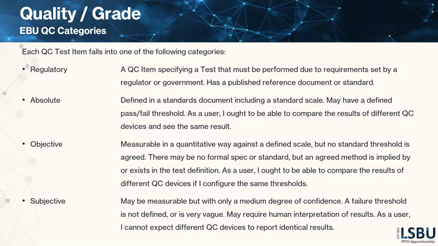Objective, measurable in a quantitative way against a defined scale, but no standard threshold is agreed. There may be no formal spec or standard, but an agreed method is implied or exists in the test definition. As a user, I ought to be able to compare the results of different QC devices if I configure the same thresholds. So that's a bit of a mouthful. So essentially what we're saying here is some things fall into the objective category, where it's looking at the quality of something, but there's no standard threshold.